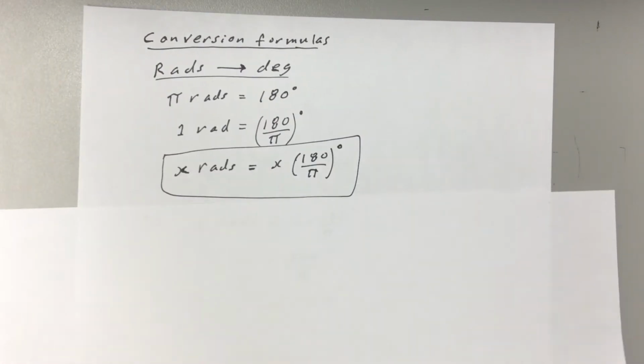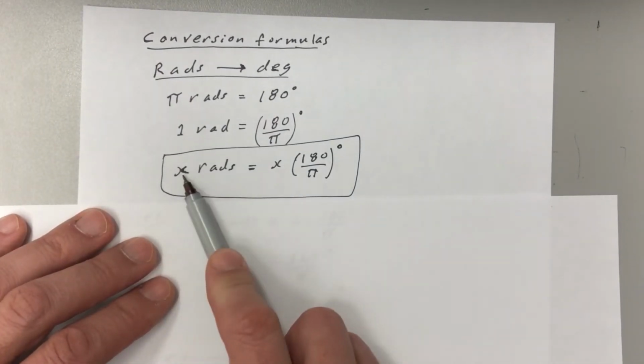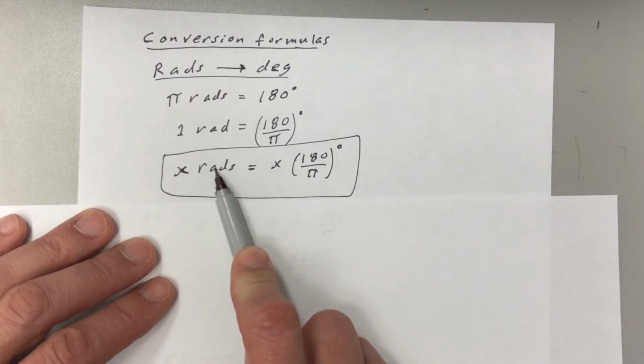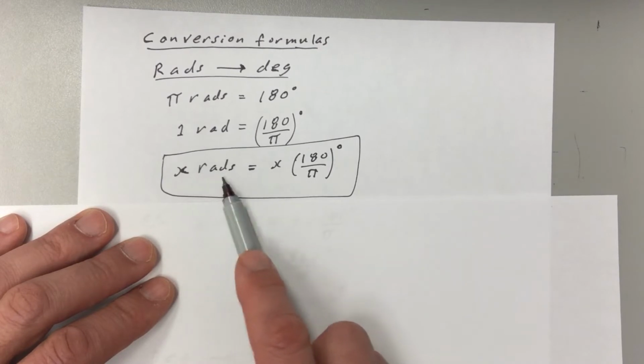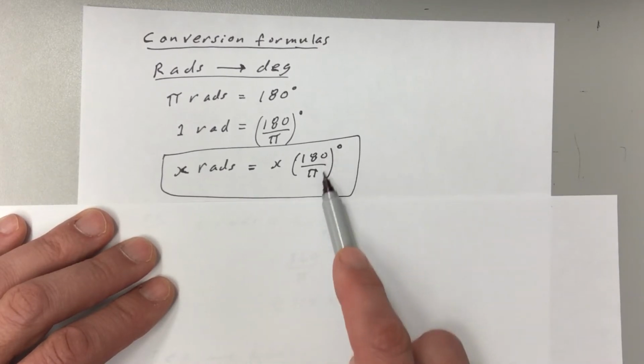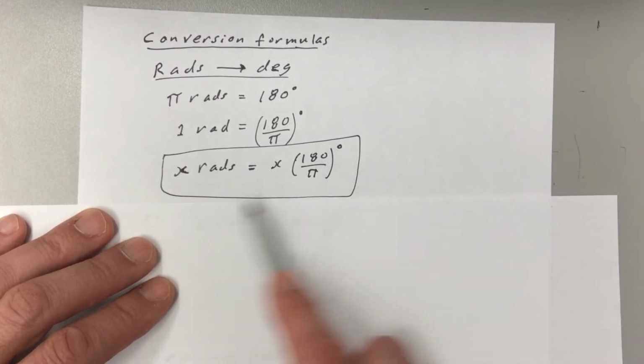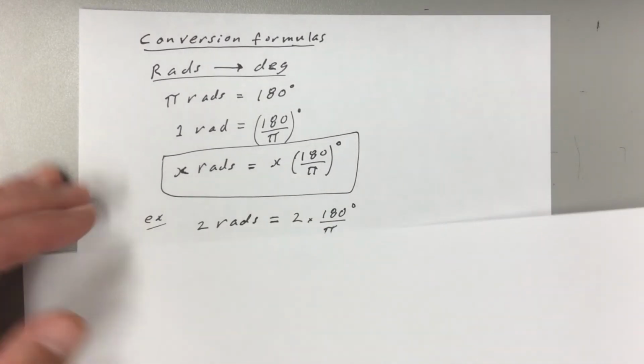So if you want to convert x radians to degrees, you multiply both sides by x. So x radians equals x times 180 divided by pi, and that's your conversion to degrees. Okay, so an example would be here.